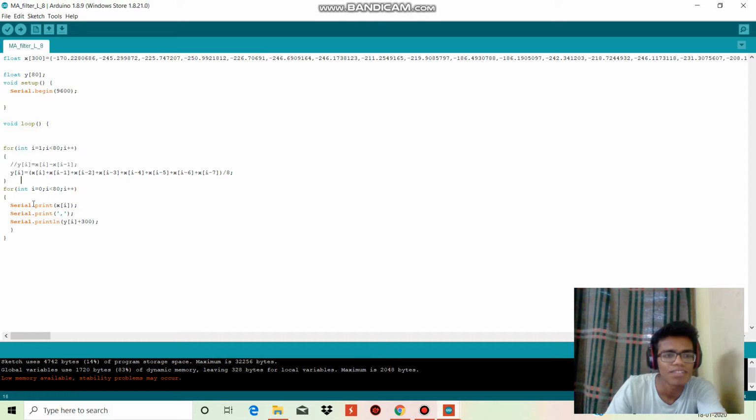And the next part is the actual printing. This is printing the input, this is printing the output, and this 300 is actually separating these two. Otherwise, we'll get input and output mixed up with each other. Let me show you the graph.